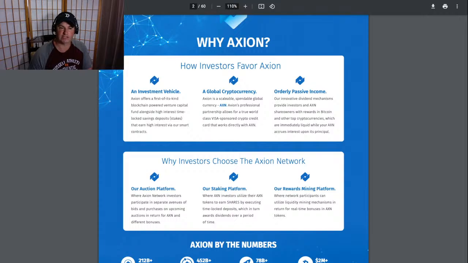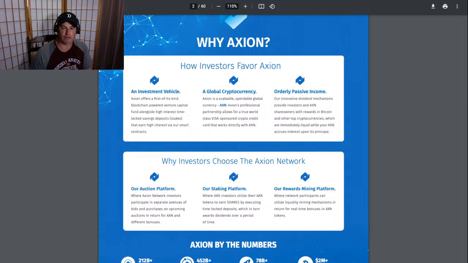Why do investors choose the Axion network? Our auction platform, where Axion network investors participate in separate avenues of bids and purchases on upcoming auctions in return for Axion and different bonuses. And so there are two different types of auctions. We'll check that out later, and they're really valuable as extra dividends on top of that 8% inflation.